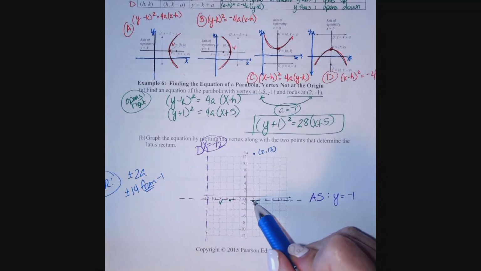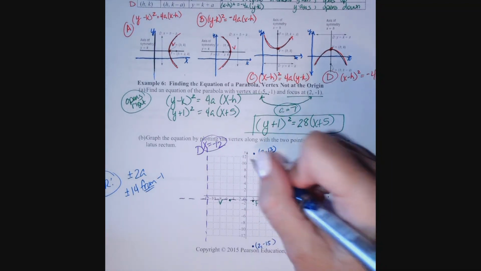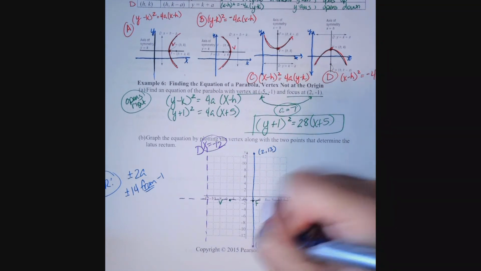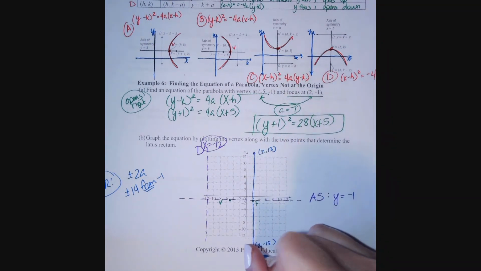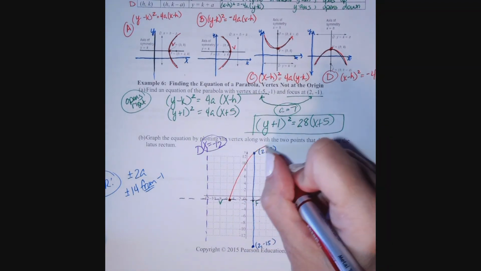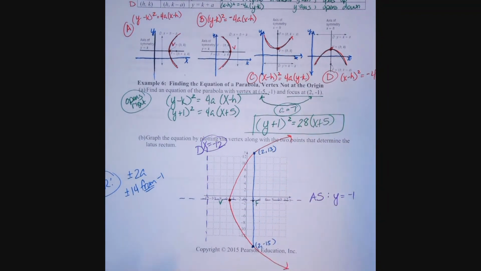And then if I go down 14 from negative 1, I'm down at negative 15. So that's going to be 2, negative 15. And those are the endpoints of my latus rectum. There's my latus rectum right there. And I sketch the parabola from the vertex up to that latus rectum, down to this endpoint of the latus rectum, and it keeps going out.